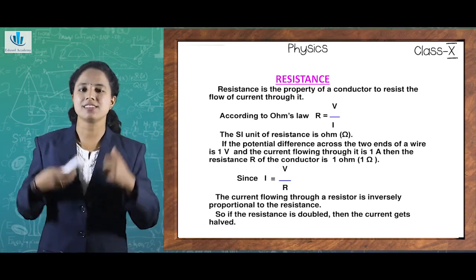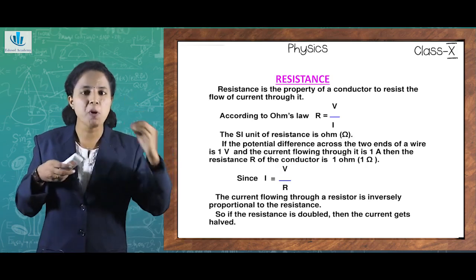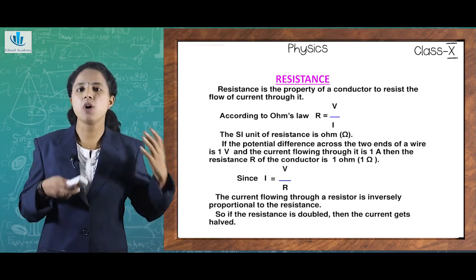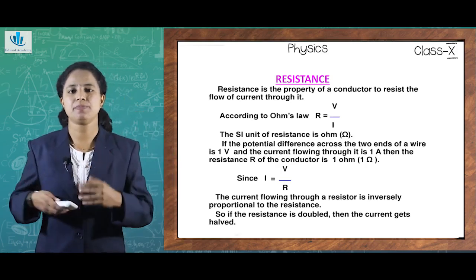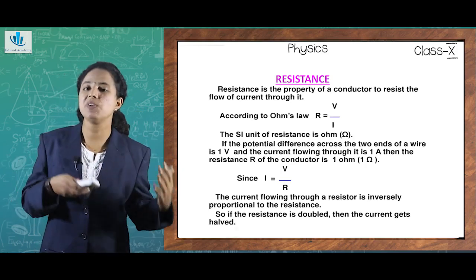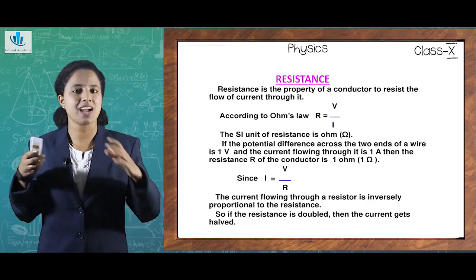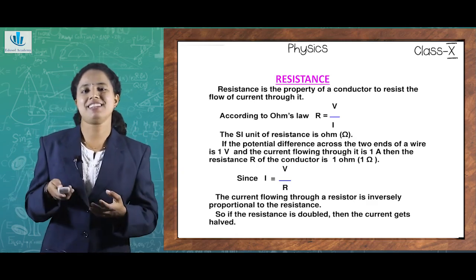We already know that resistance means to resist or to oppose, isn't it? So if there is more opposition, current will be less. So if resistance is doubled, what happens to the current? The current will be halved. So there is an inverse proportionality relation between current and resistance.